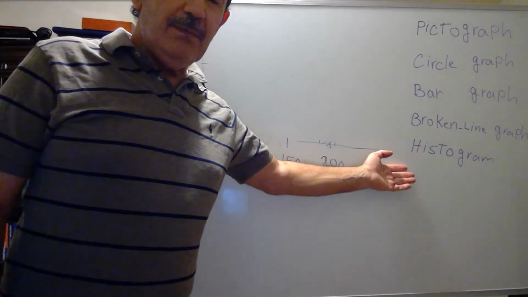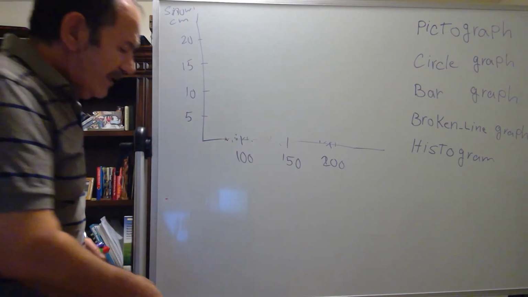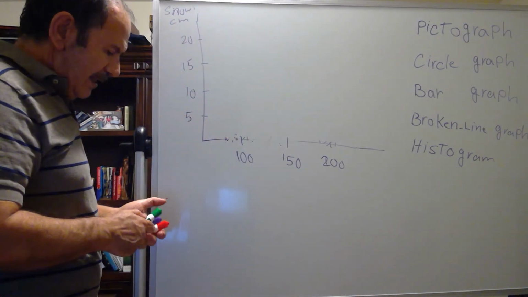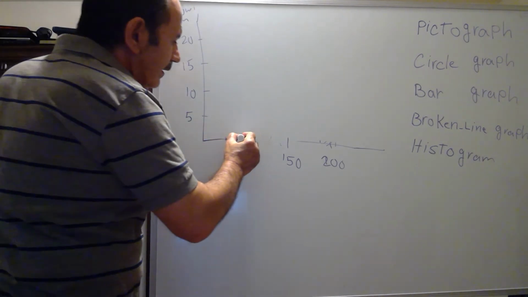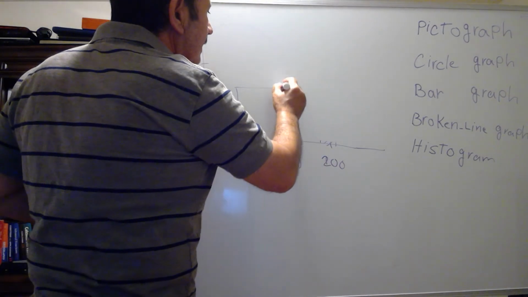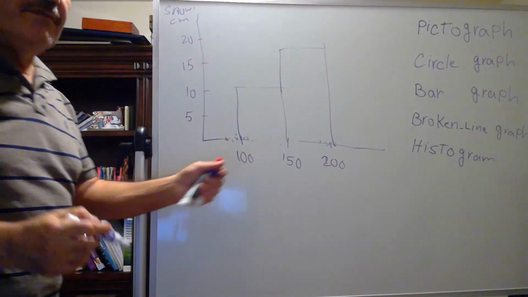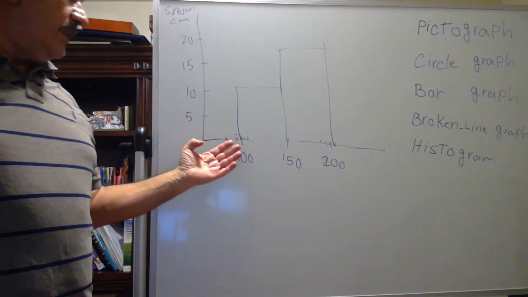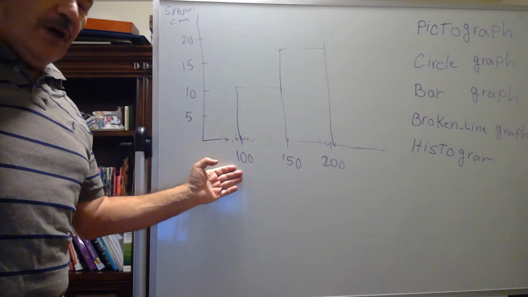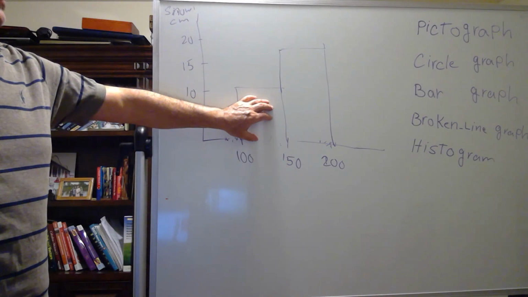So in a histogram, instead of showing only one data point, we use a range of data. We can say the cars traveling between 100 and 150 kilometers, and we show it in this format. 100 to 150 is here, and then 150 to 200 can be here. Can you see? We have a range of data. For the speed of a car between 100 and 150, 100 or greater, 150 or less, any number can fit in this area.